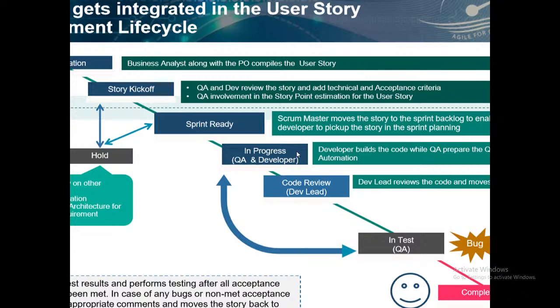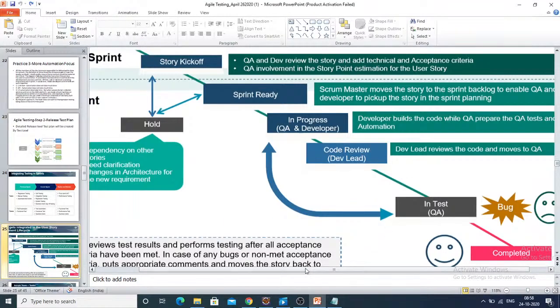Once the sprint starts, the Scrum Master or someone moves the story to the sprint backlog to enable a developer to pick it up. In Scrum projects, there is the Scrum developer and the Scrum tester. The tester is part of the development team, so he is involved in selecting the story and adding the details. Generally, once the story is in progress, the developer builds the code, and the tester prepares QA tests, either manual or automation.